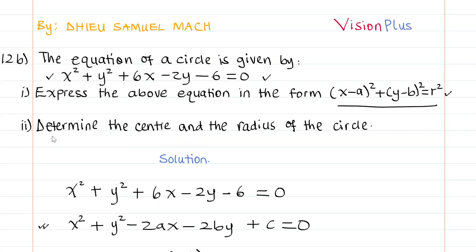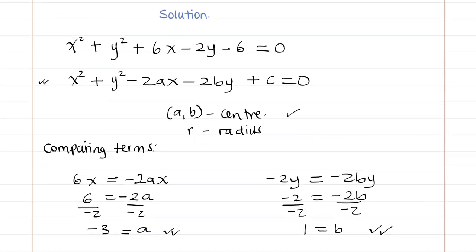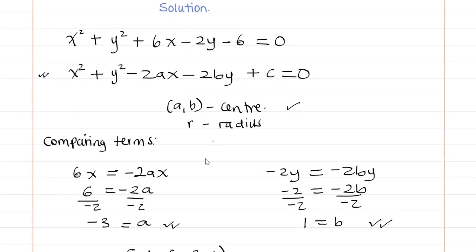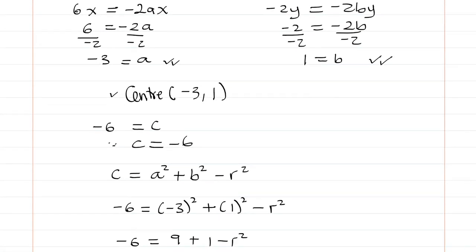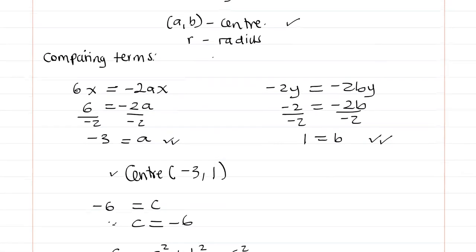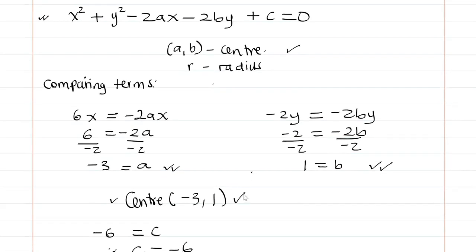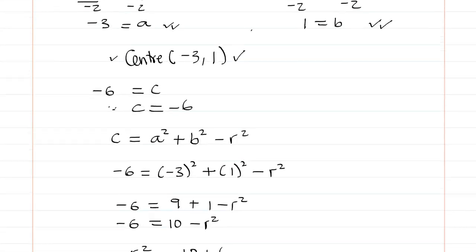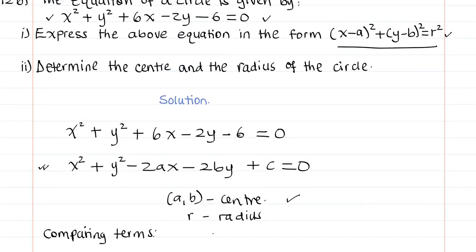If you look at Roman 2, it says determine the center and the radius of the circle. We have done that already, right? After showing all these calculations, do not repeat it in Roman 2. Why? It is the same number. So just conclude that in Roman 2, the center is here, -3, 1, and the radius is 4 units.